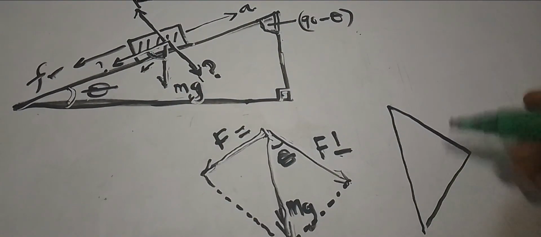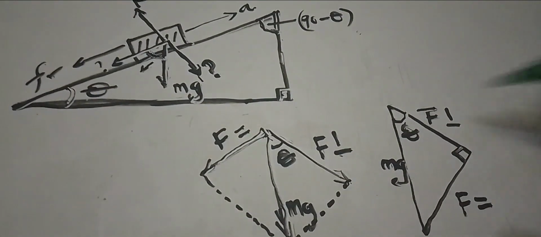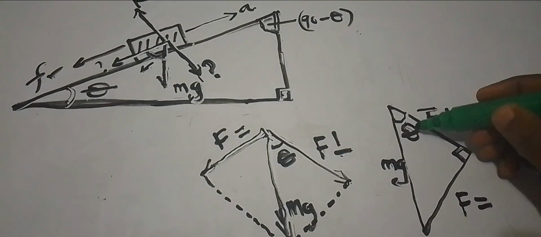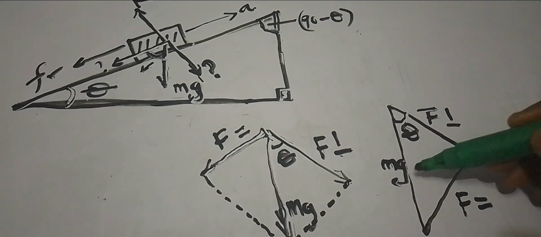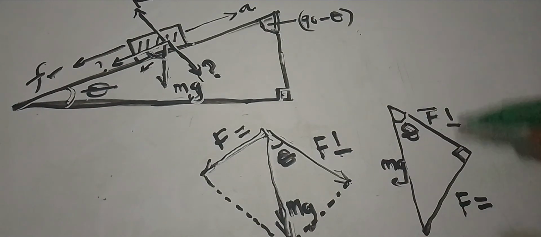I believe you are following. Where this angle is theta, this is the force perpendicular to the surface, and this is the force parallel to the surface. This is our mg. And then automatically we have a right angle triangle, so we can use our trigonometric ratios. We can use our SOHCAHTOA.